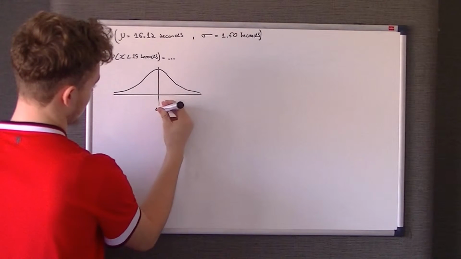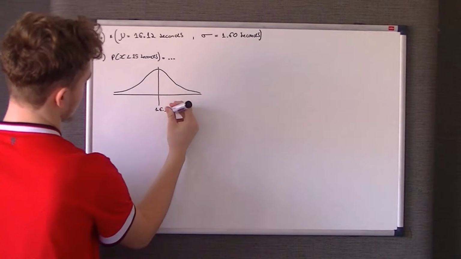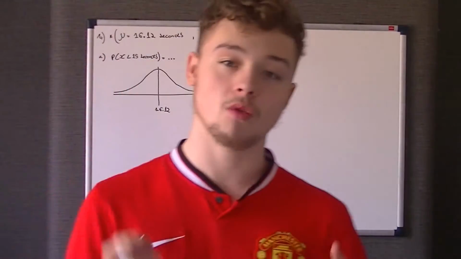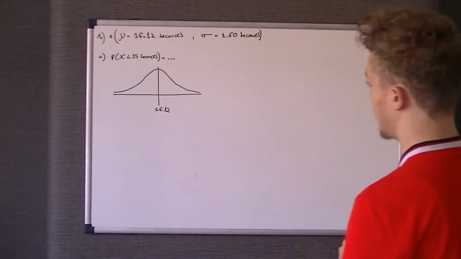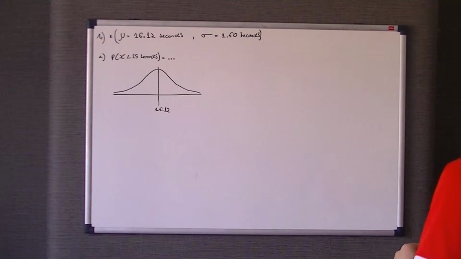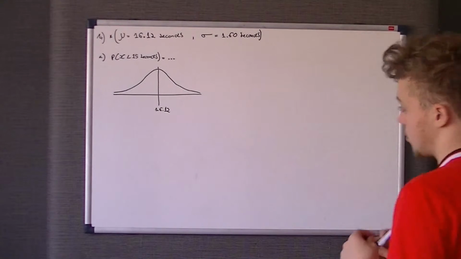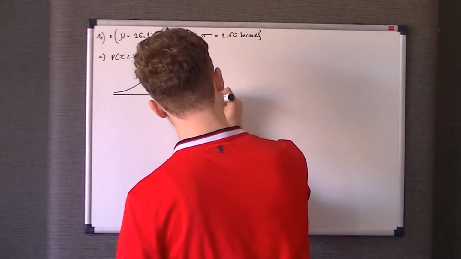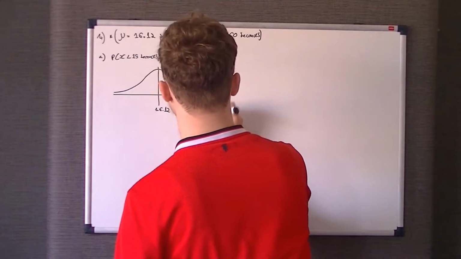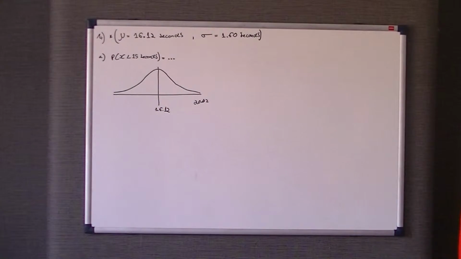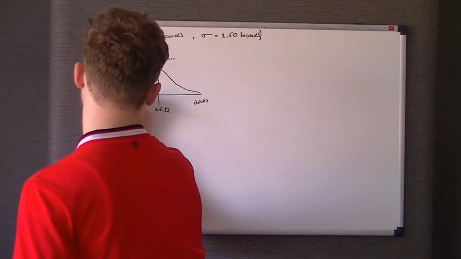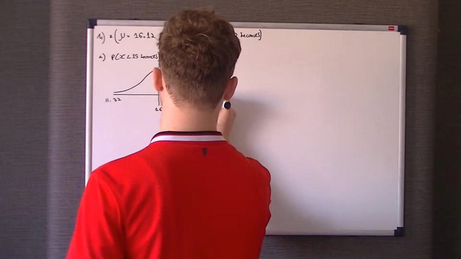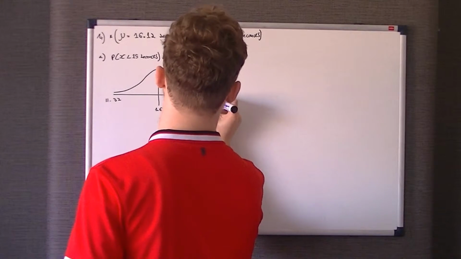And you have to remember, obviously the mean is in the middle, 16.12 seconds, and you add a range of 3 standard deviations on either side of the mean. So if you add 3 standard deviations, 3 times 1.6, you will get 20.92. And if you take the 3 standard deviations away, you'll end up with 11.32. Remember, these are all seconds taken to run the 100-metre race.